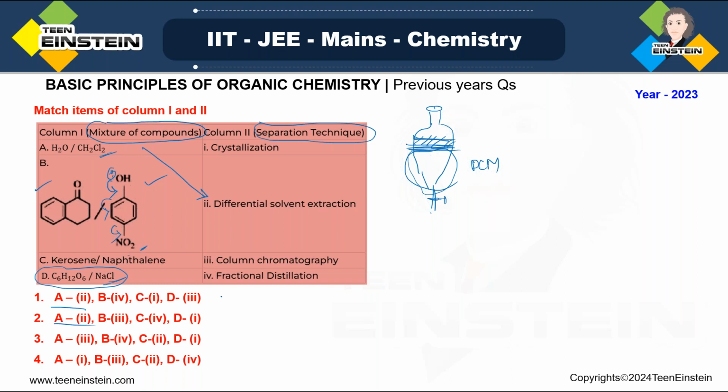For liquid separation, distillation is very good, but here fractional distillation is written, and that is the distillation we actually have to apply because the boiling points are close. So C should match with 4. C is matching with 4, D is matching with 1, and B is 3. With column chromatography, the other compound will elute first, and then the para-nitrophenol.